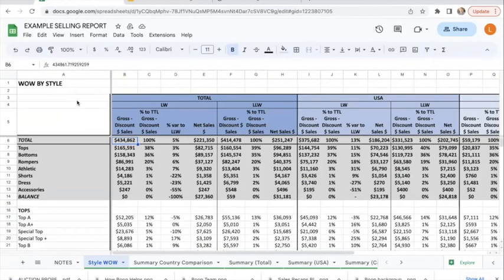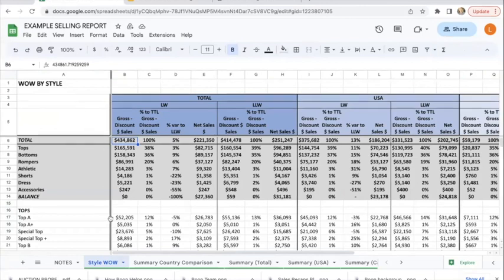Okay, so in this example selling report, it has multiple tabs. So we're going to go kind of quickly through each one. The point is just to give you an idea of the different ways we slice and dice our data for the client and help them really understand their business at a high level, mid level in terms of category, and then down to the style and item level.